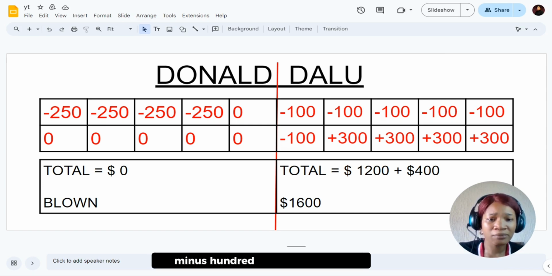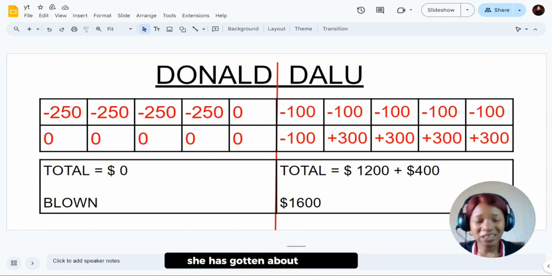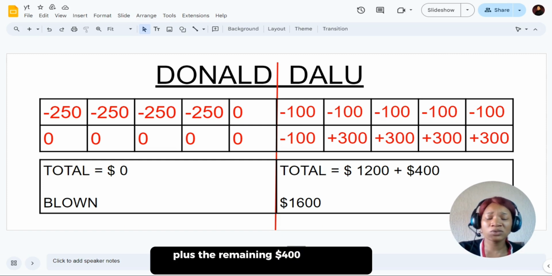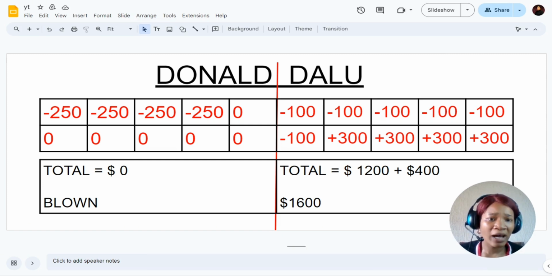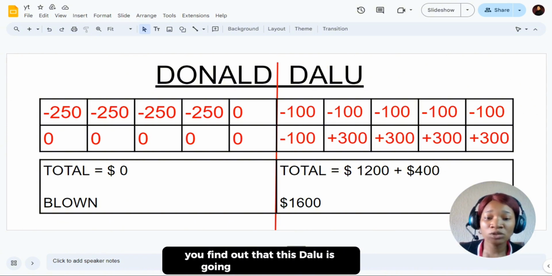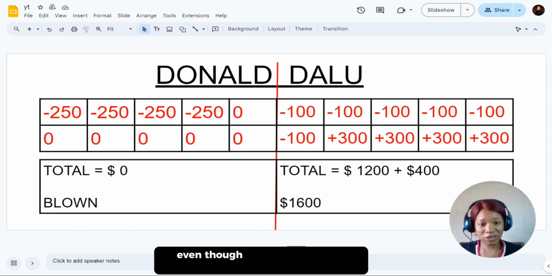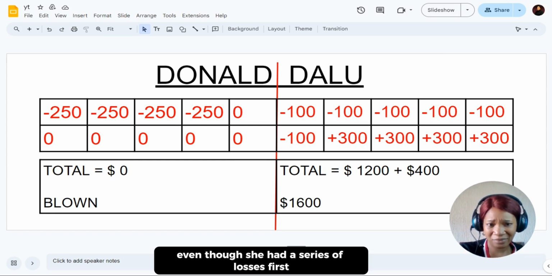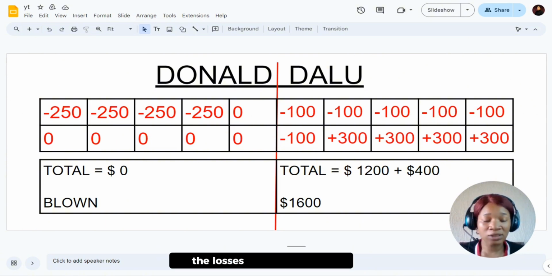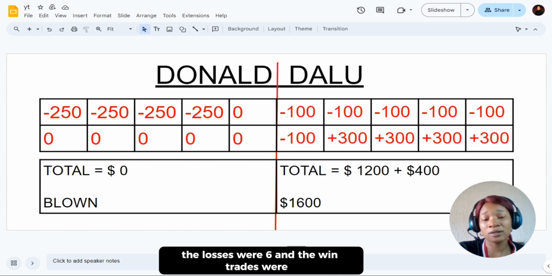minus 100, minus 100, and then 300, 300, 300, 300. She has gotten about $1,200 in profit, plus the remaining $400 that she had left after the $600 loss. So at the end of the day, you find out that this trader is going home with $1,600. That's $600 profit, even though she had a series of losses first, and even the losses were way bigger than the wins. The losses were 6 and the winning trades were 4.